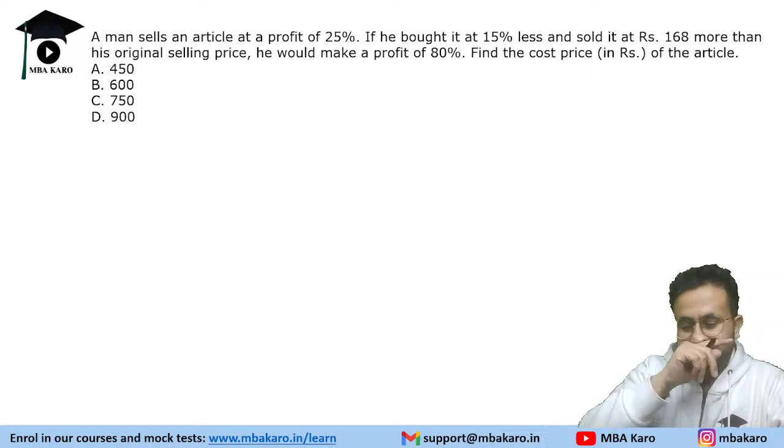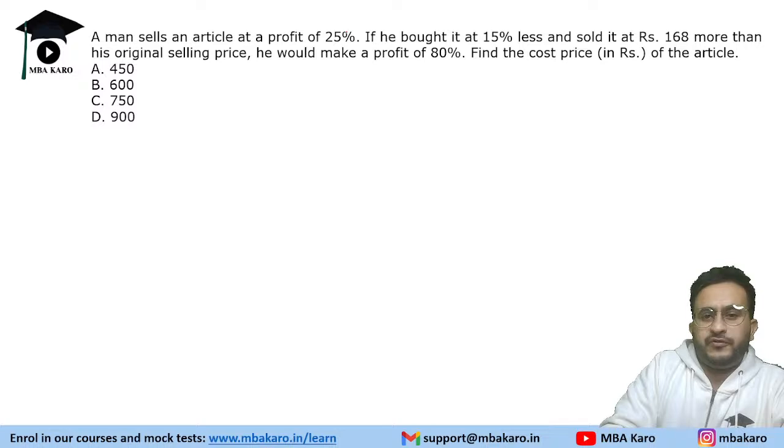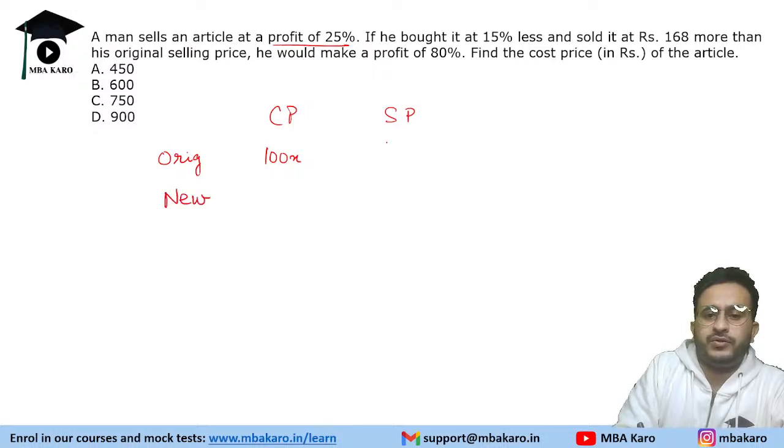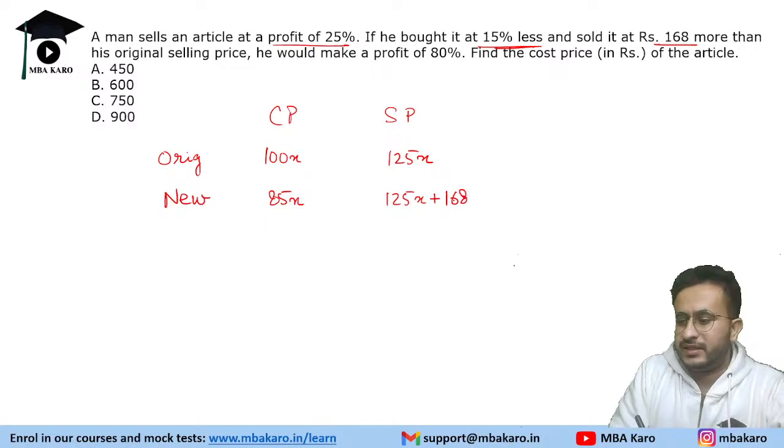Okay, so let's see this first question. I mean, you're stuck at this question itself. A profit of 25%, he bought at 15% less. So let us say the cost price in the two scenarios. The original cost price is x, and the new one is 85x. Selling price is 125x, and in the second case, 15% less means 85x, and 168 more, so 125x plus 168.